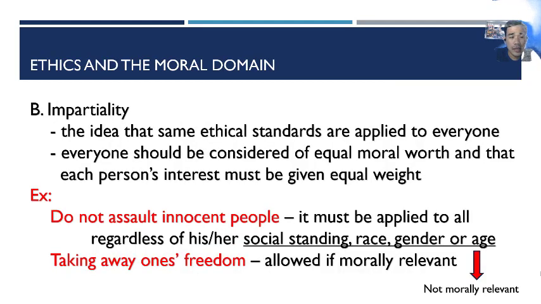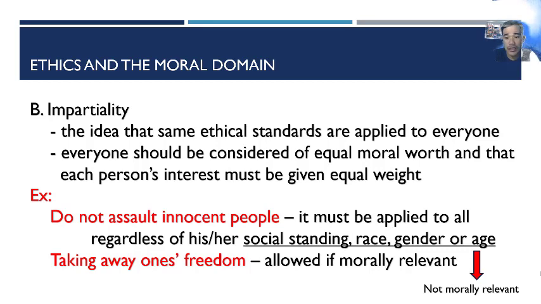So the next characteristic is impartiality. What is impartiality? It is the idea that the same ethical standards are applied to everyone. Everyone should be considered of equal moral worth, and each person's interest must be given equal weight. Let's say, for example, do not assault innocent people. This kind of norm does not only apply to innocent people, because when we talk about impartiality, it must be applied to all, regardless of his or her social standing, race, gender, or age.